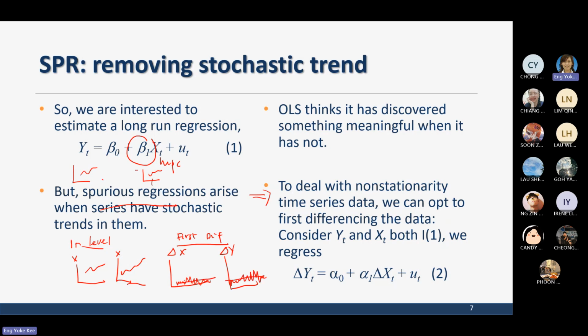Magnitude might be different, but you see that they are more stable. So what do you see? Normally this is what you do: instead of the level, you look at the first difference.